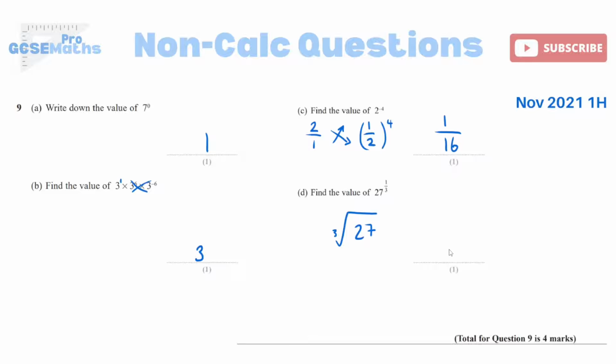So I know that the cube root of 27 is 3. I just know that, right? That's just information. I didn't actually try and calculate it. So that's an easy 4 marks.